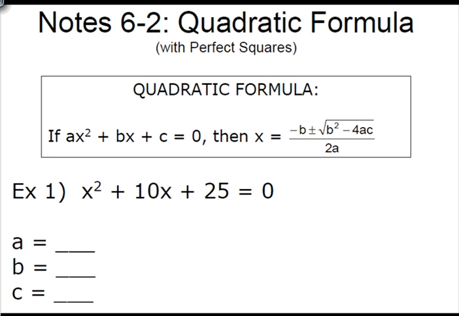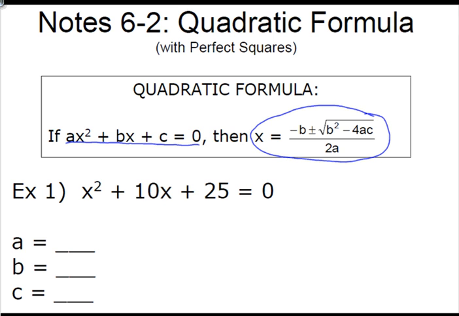Alright, today we're going to be looking at solving quadratic equations using our quadratic formula. To use the quadratic formula, the first thing we have to do is make sure that our equation is in standard form. And standard form looks like this right here: ax squared plus bx plus c is equal to 0. After that, we've got to use our nice handy-dandy formula, which is right here.